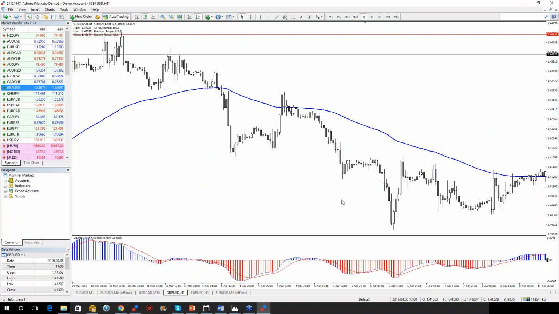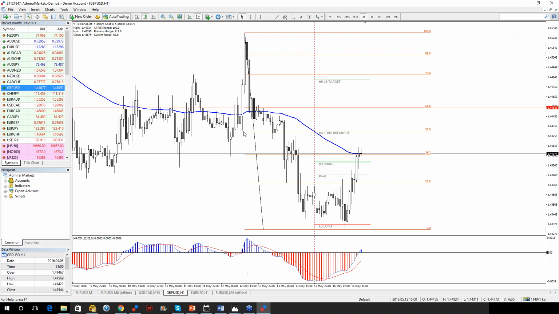EMA 89, I use it. I don't know if it's close to SMA 200. I personally don't use SMA 200, so I don't know. I only use EMA 89 here.